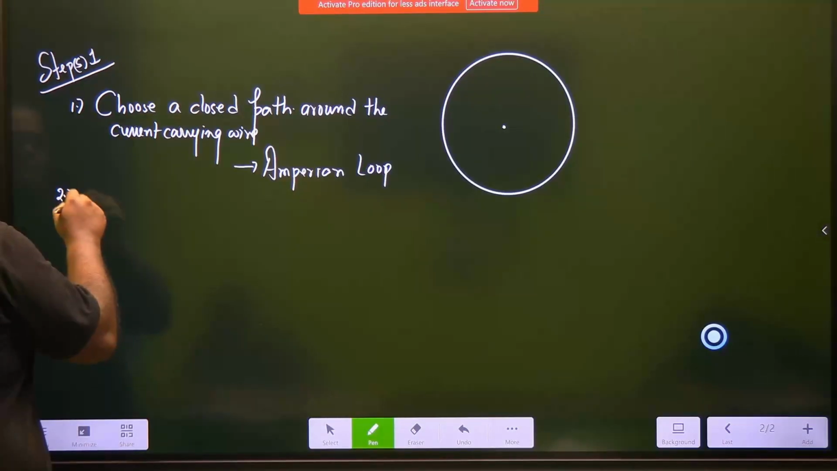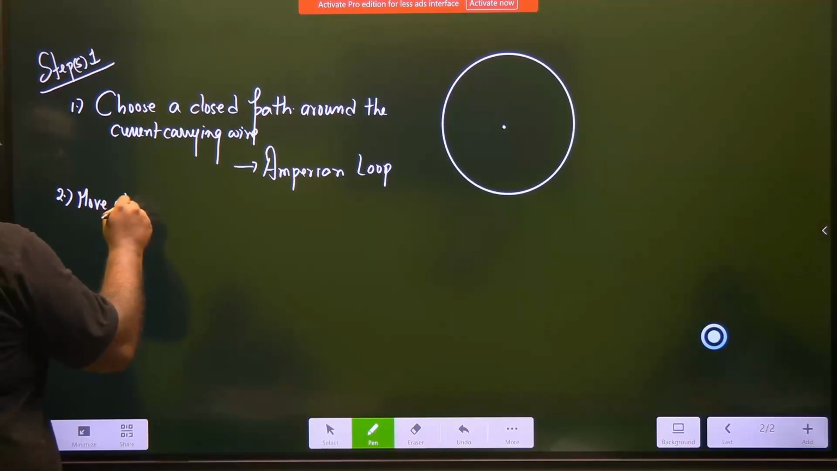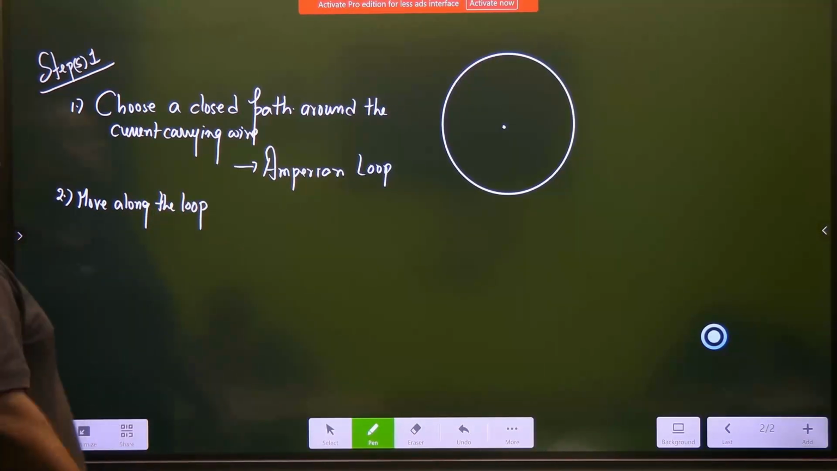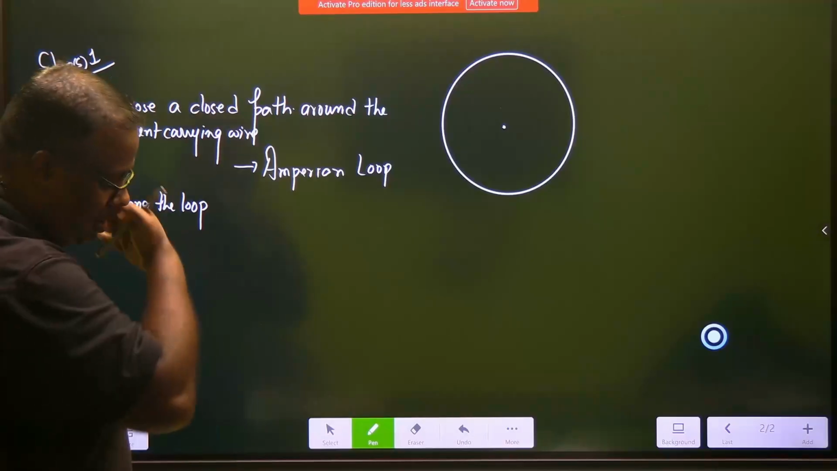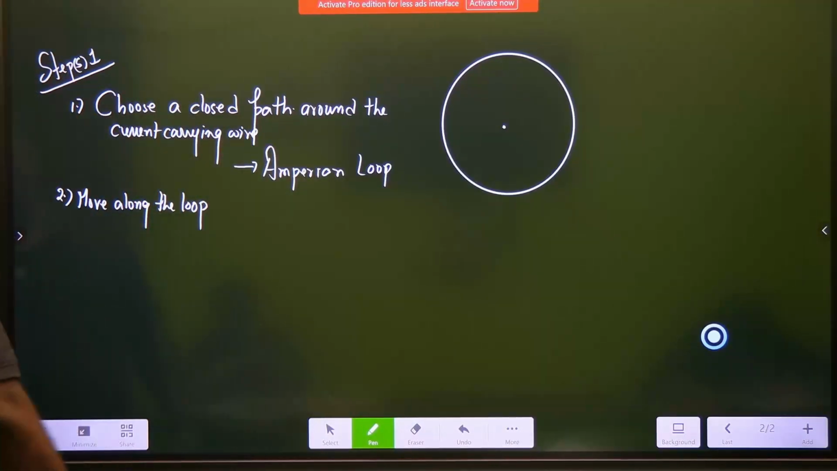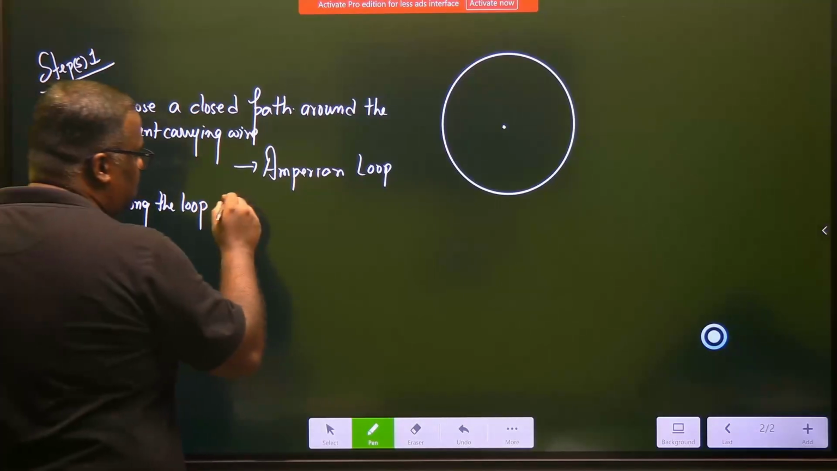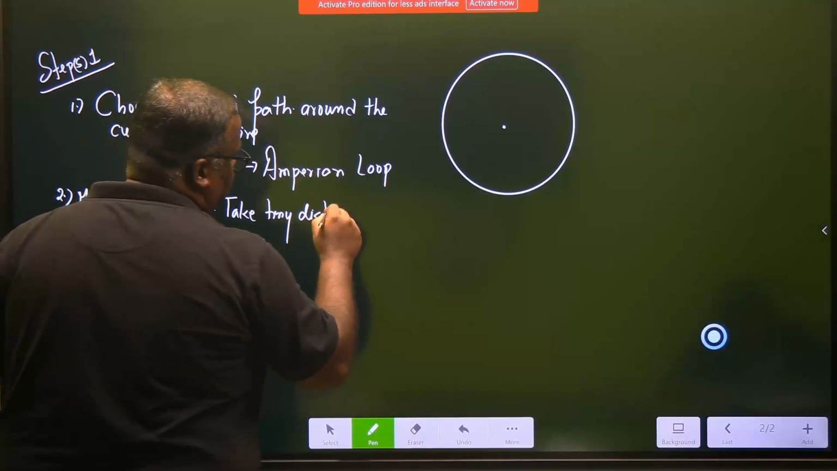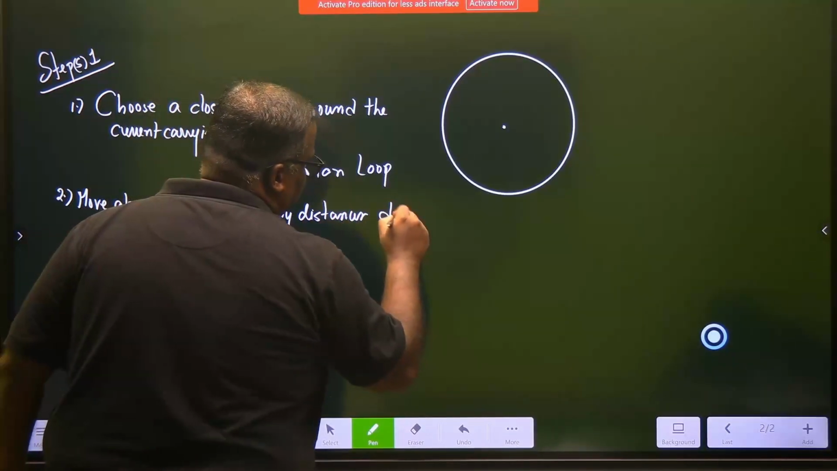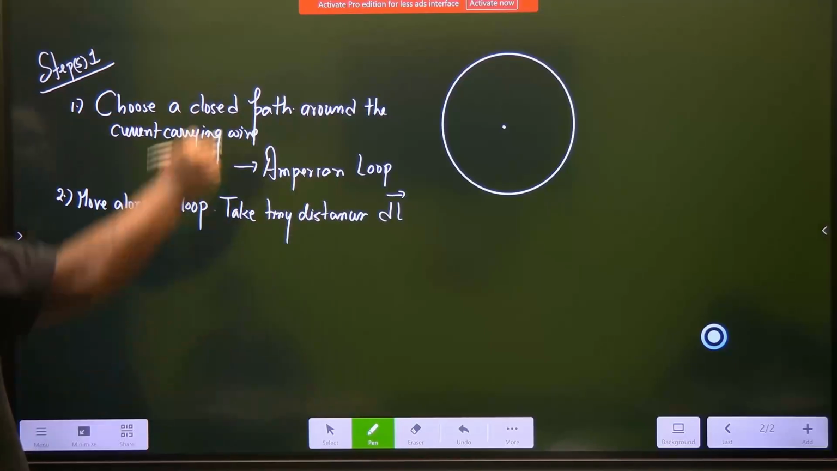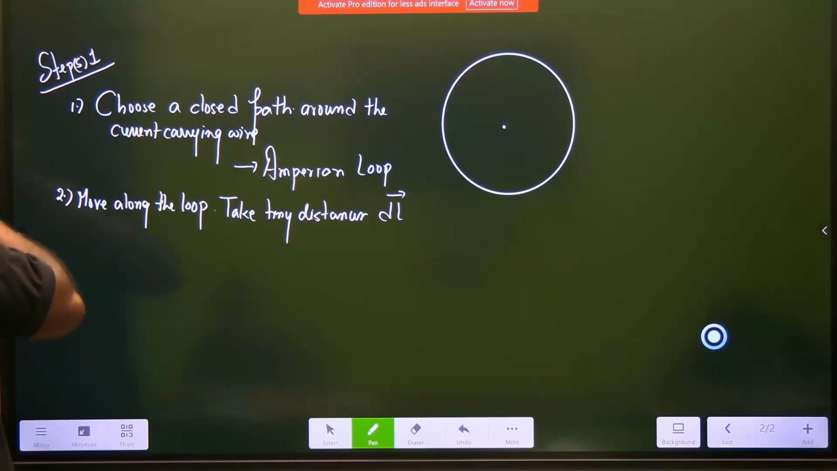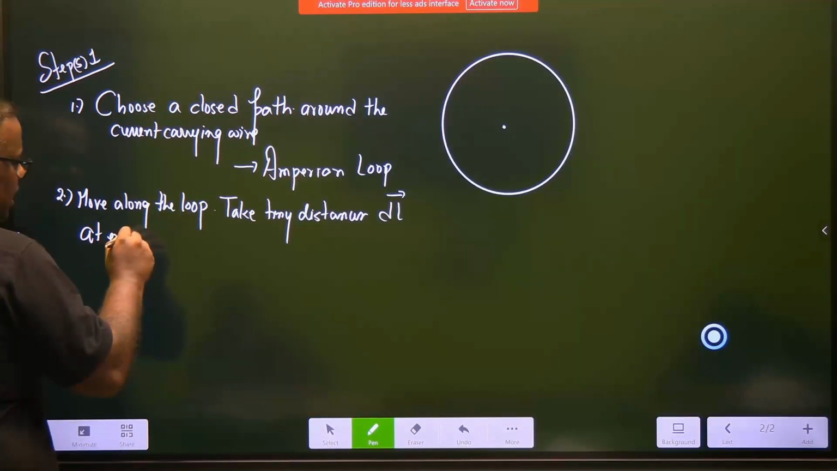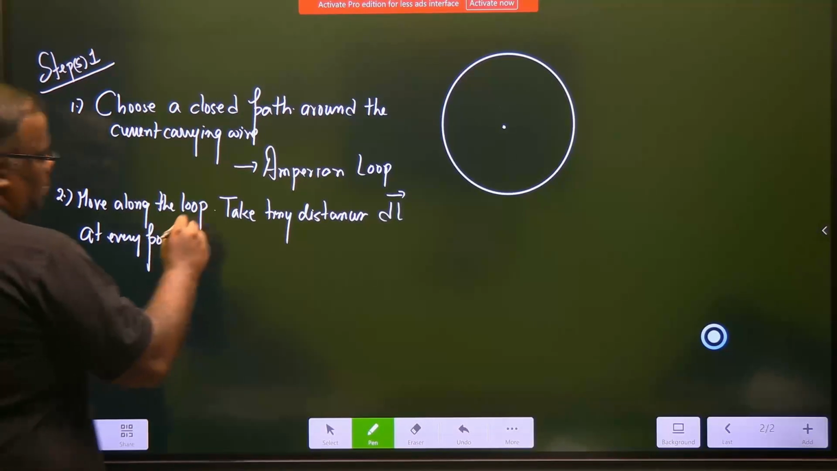Step 2. Move along the loop. Please understand, this loop is not the wire. The wire is actually going through the screen and you are now moving around the loop and you take tiny distances. And these tiny distances are like dl vector. dl vector means the loop has been broken out into tiny vectors, dl vectors, at every point. So our concept is something like this.